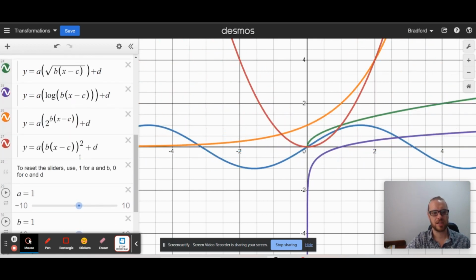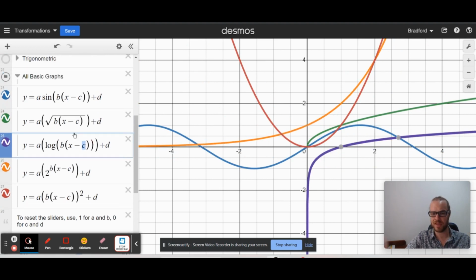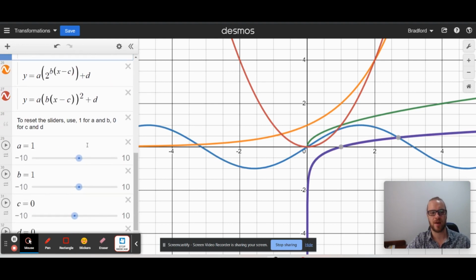All right, let's look at C. So if we look at C here, C is always attached to X. That means it's going to move things horizontally for us. If you're talking about trig, you might hear it called a phase shift, but it's always moving it horizontally. Now, what you'll notice here is that this is minus C. What that means is that, once again, X is weird. It's going to do kind of the opposite of what we might expect.